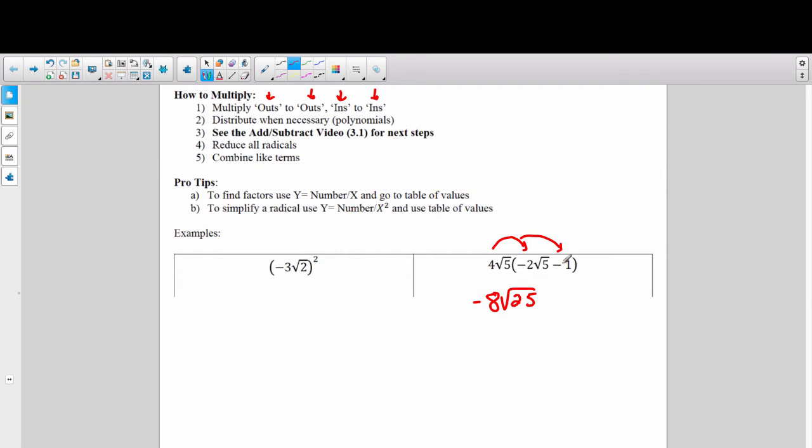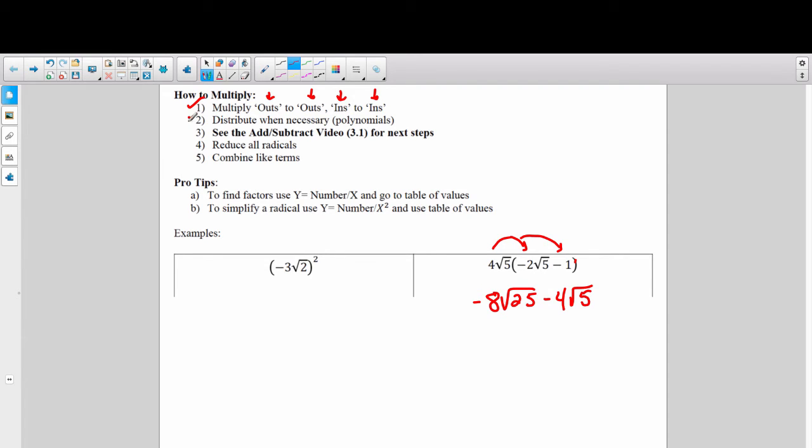Now let's do the next distribution. 4 radical 5 times negative 1. Outside to outside would be negative 4. There really is no inside over here because there's actually no radical. So what do you do? You just carry this along for the ride. Nice.